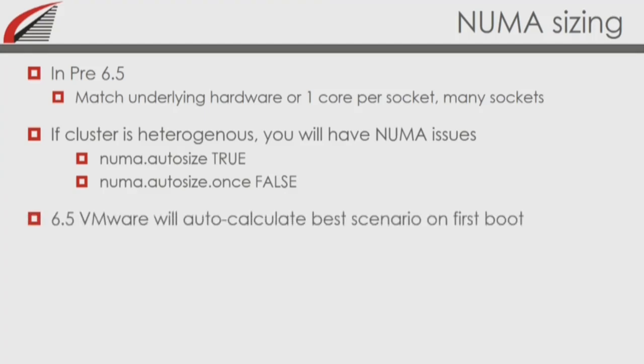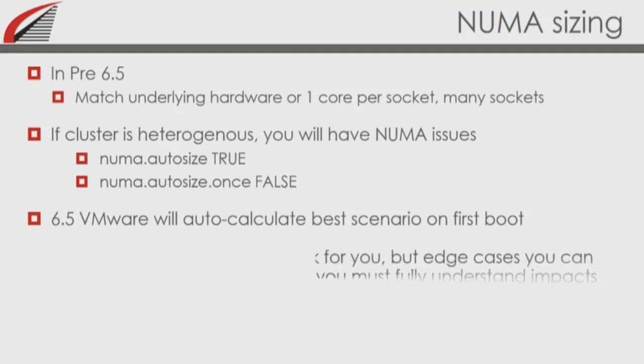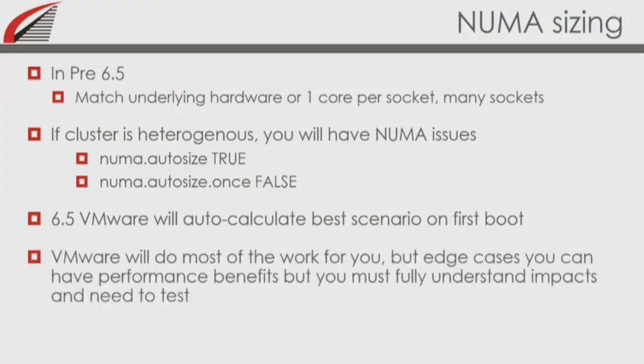In 6.5, they changed how this works, and now it's going to auto-calculate for you on first boot, and it's going to stay that way. So if you make changes again, you're going to have to basically change the number of cores in it. In most cases, VMware does the right answer for you. It takes care of it.